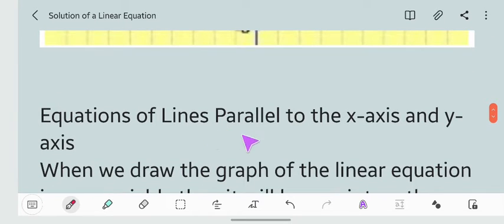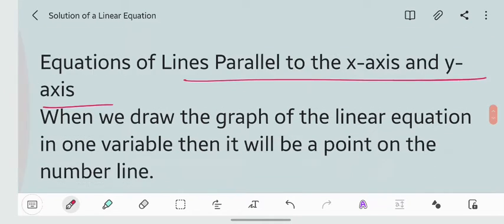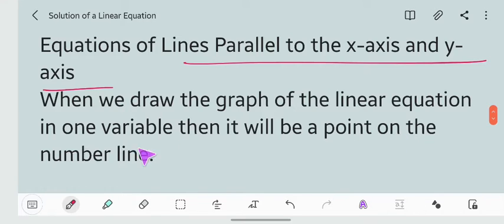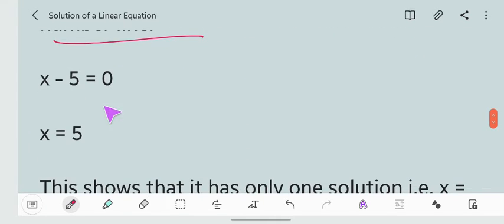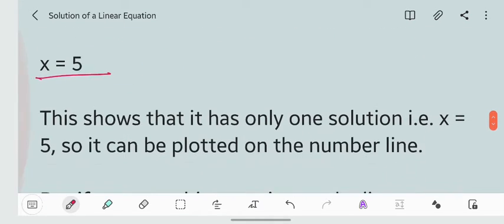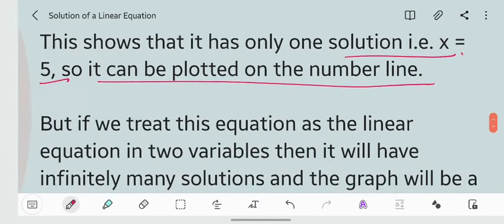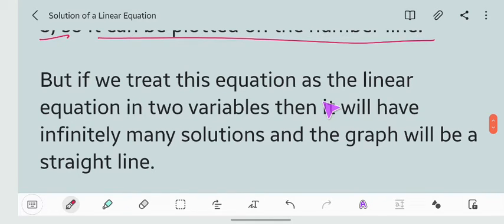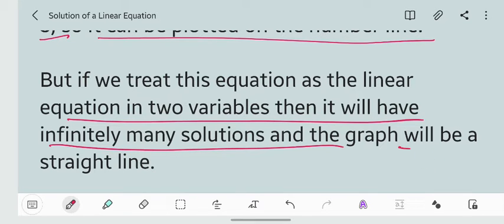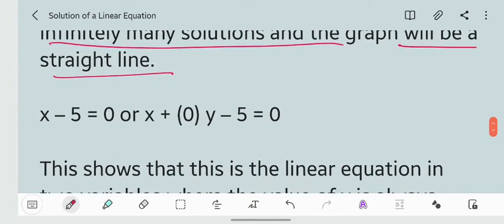Equations of lines parallel to the x-axis and y-axis. When we draw the graph of a linear equation in one variable, it will be a point on the number line. x minus 5 equals 0, x equals 5. This shows that it has only one solution, that is x equals 5. So it can be plotted on the given number line itself. But if you treat this equation as a linear equation in two variables, then it will have infinitely many solutions and the graph will be a straight line.